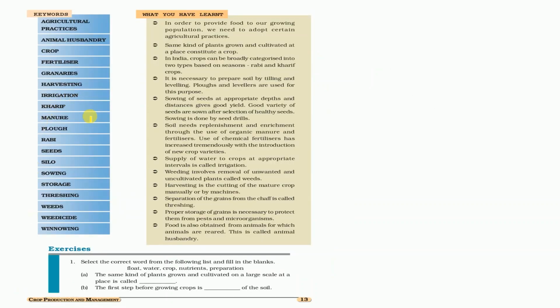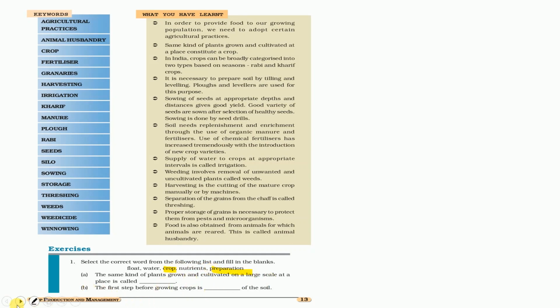Now coming to the questions. Select the correct words from the following list. The same kind of plants grown and cultivated on a large scale at a place is called a crop. Now the first step of growing a crop is the preparation of the soil.